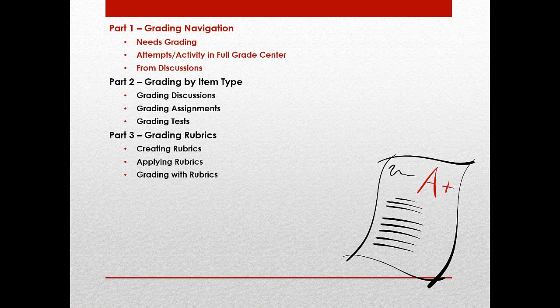As I always say, there are at least three ways to do anything, and that's certainly true when it comes to accessing student work for grading in Blackboard. We've covered grading navigation, including the very helpful Needs Grading screen, the full Grade Center, and grading directly from discussions. In the next video, we'll break down grading of each of these item types: discussions, assignments, and tests.